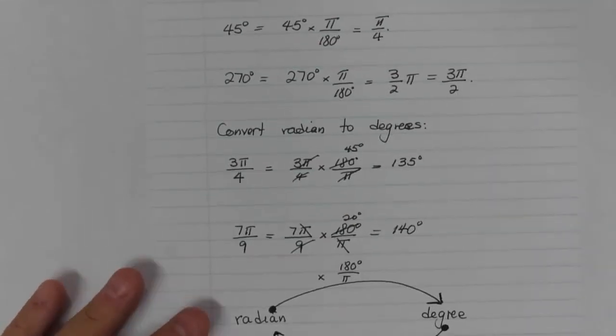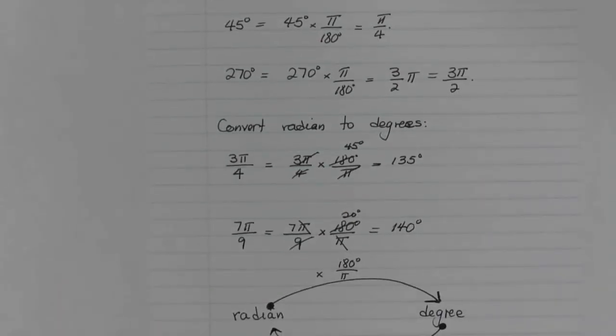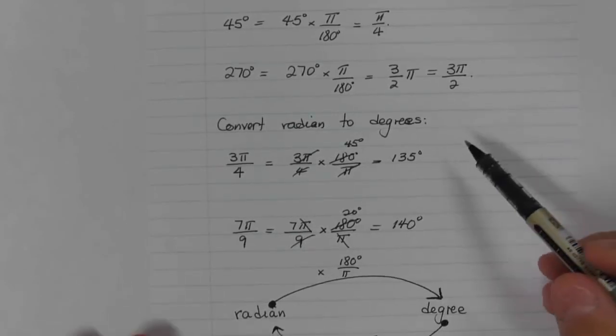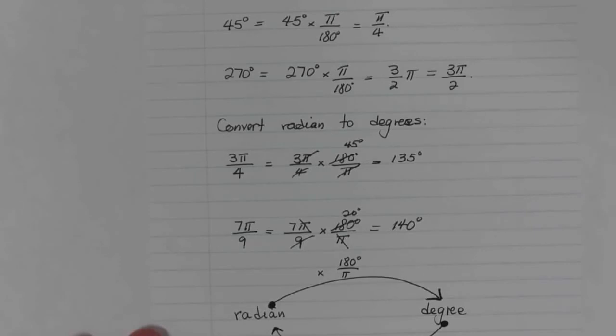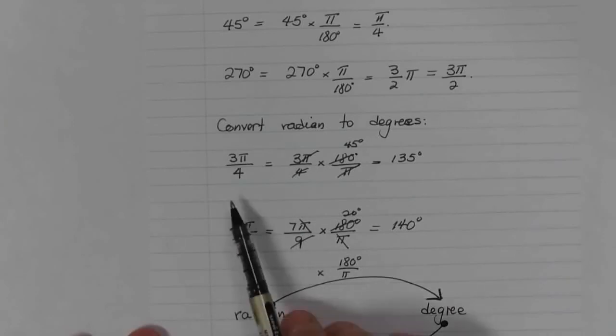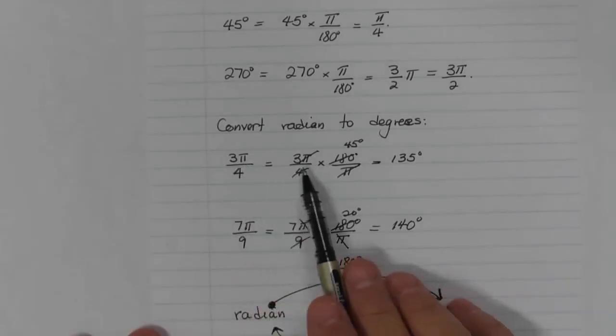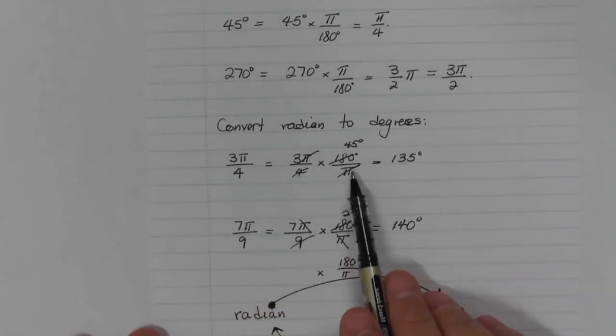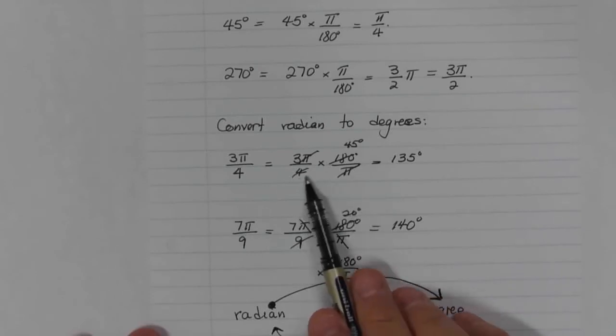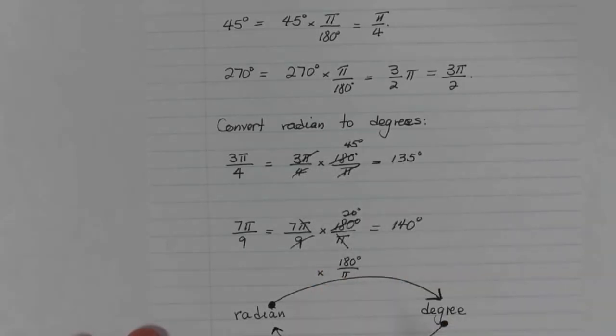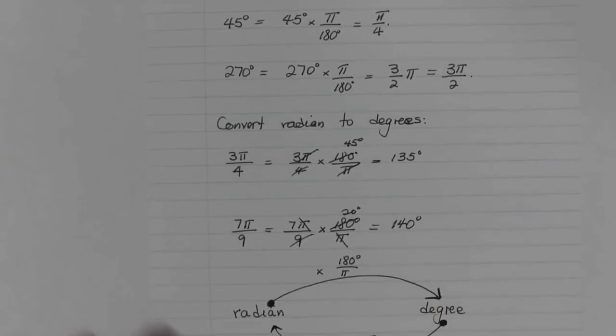Okay, now to convert the other way around from radian to degrees, again as I said to you, 1 radian is equivalent to how much? It is equivalent to 180 over pi degrees. So you want to convert 3 pi over 4 into degrees, again multiply by 180 over pi, simplify here, and that will give you 135 degrees. 7 pi over 9 equals, again multiply by 180 over pi, simplified, and that comes to 140.